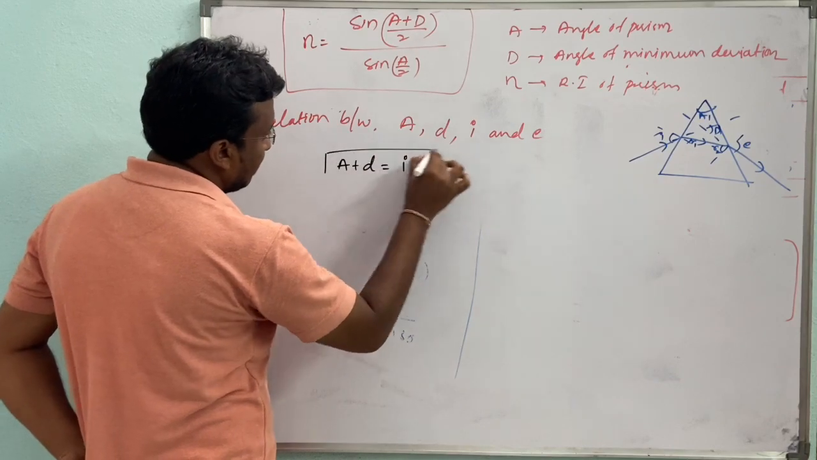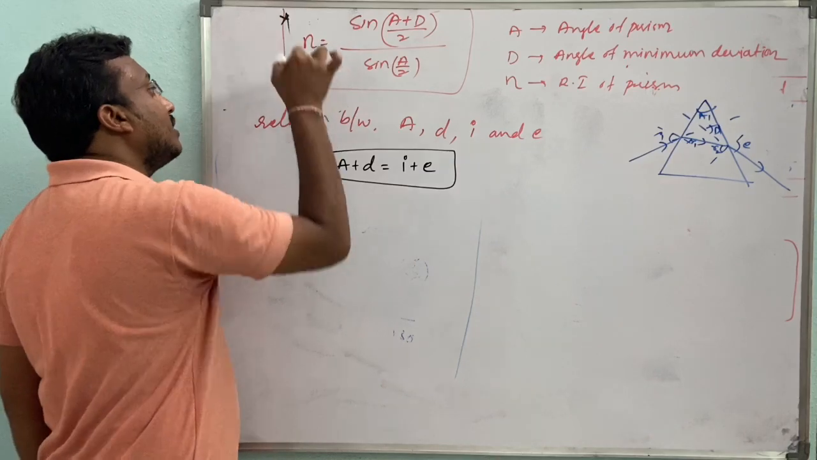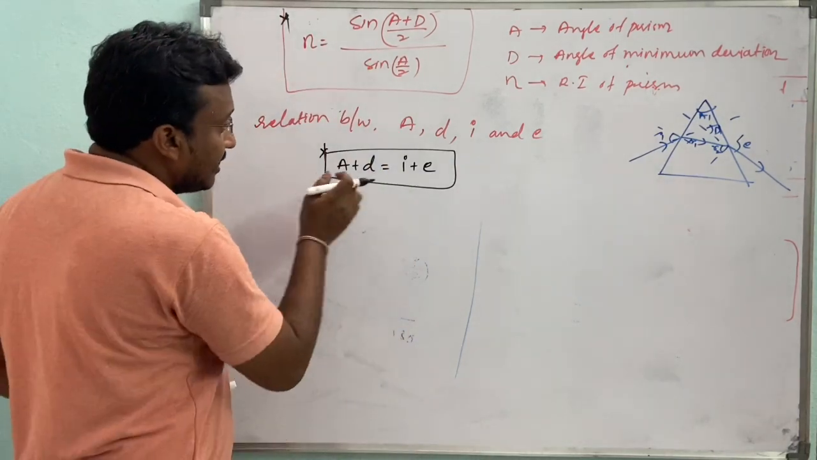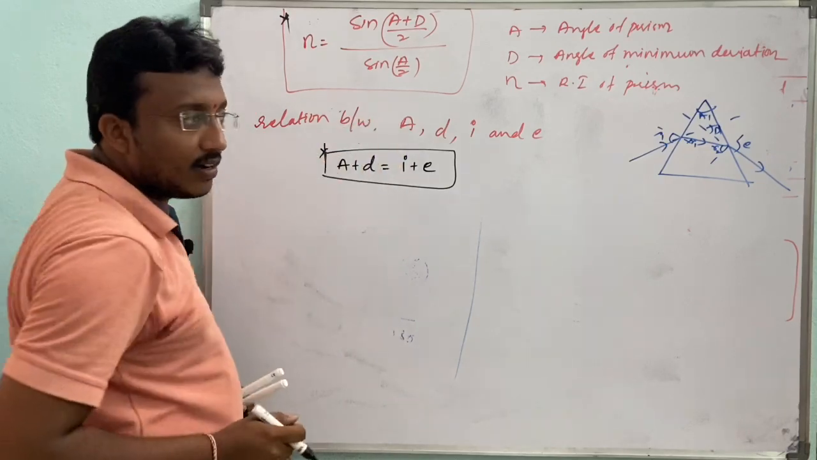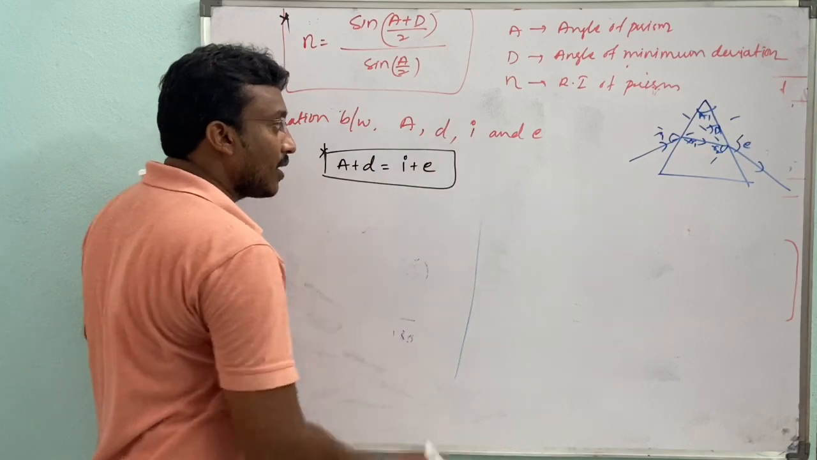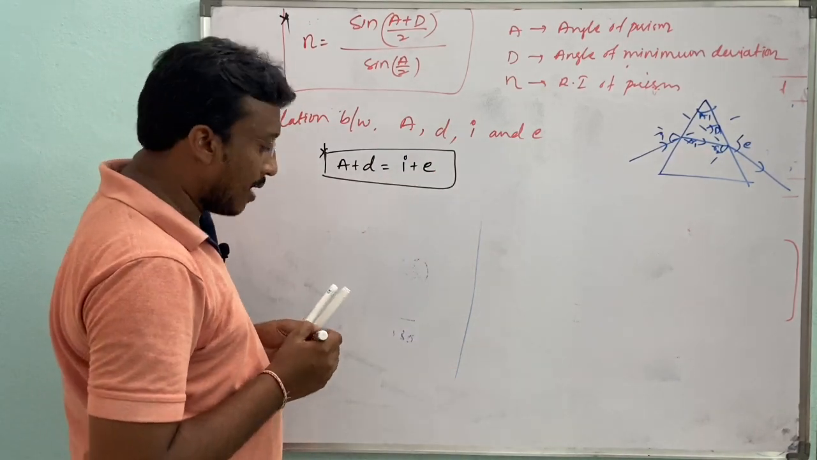This is also one of the important principles. You will get questions in the examination based on this principle, right? A stands for angle of prism, D stands for angle of deviation, I stands for angle of incidence, and E stands for angle of emergent.